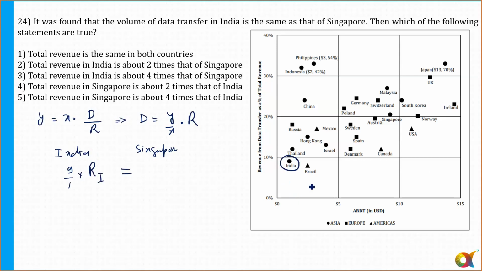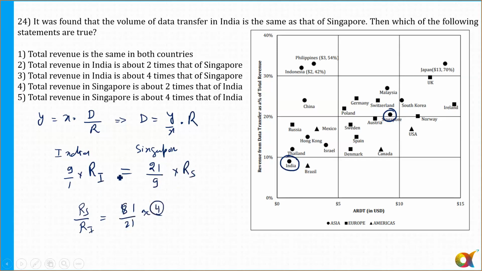It is equal to, let's say for Singapore, where is Singapore in the graph? This is the value. So I think the Y axis is 21 and the X axis is approximately 9. So 21 by 9 into revenue of Singapore. From here, I'll get that the ratio of revenue of Singapore to revenue of India is equal to 9 nines are 81 by 21, which is approximately equal to 4.